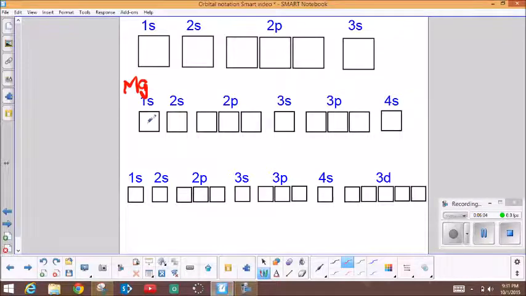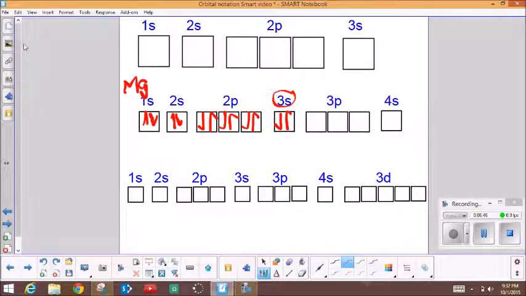All right. One, two, three, four, five, six, seven, eight, nine, 10, 11, 12. You'll notice with magnesium, it looks like I have all of my S electrons filled.